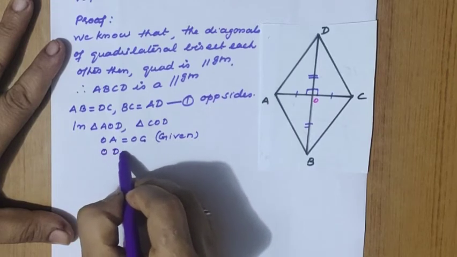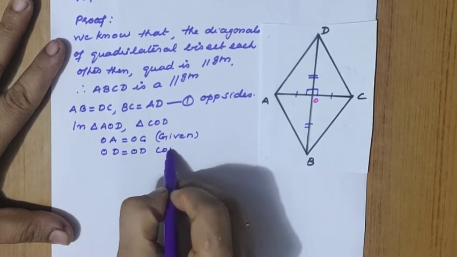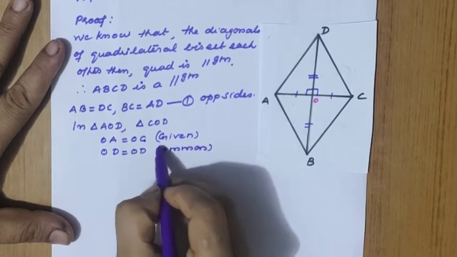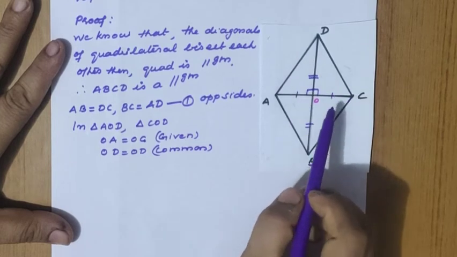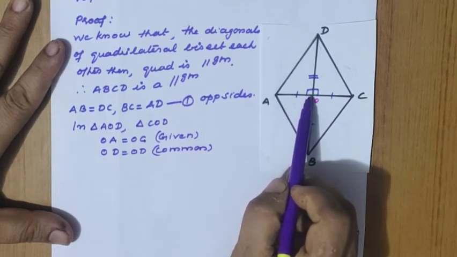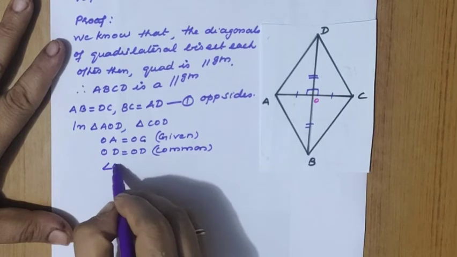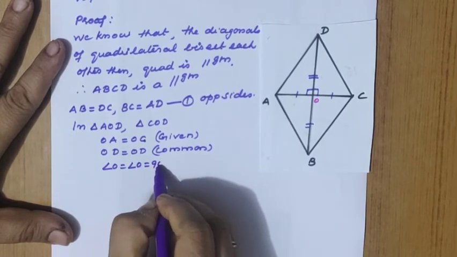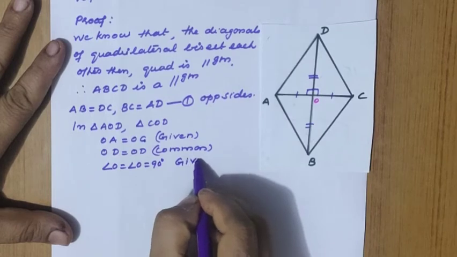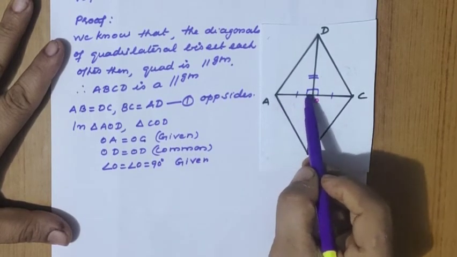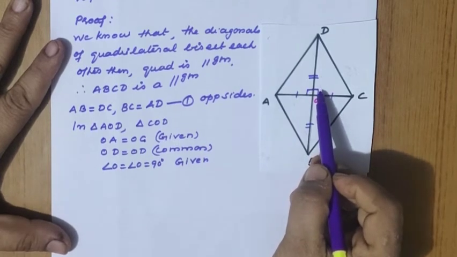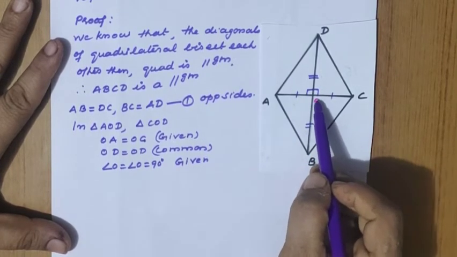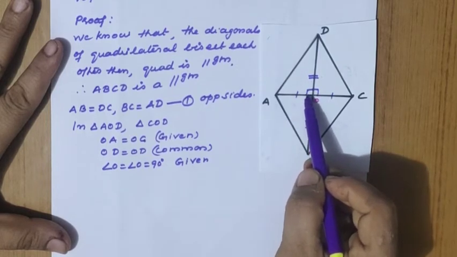Now OD equal to OD, common. Now what is left for us? We need to prove adjacent sides are equal. So what we'll write, this 90-degree property, we can write angle O equal to 90 degrees, that is also given. Now check in the triangle AOD, the first equal side is OA and the second equal side is OD. Then angle O equal to 90 degrees. So this angle O became the included angle, SAS criteria, right?